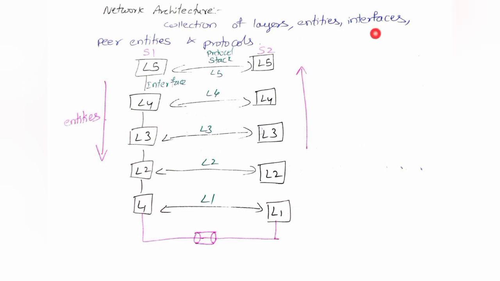And entity means an active element, an active layer in the given system is called an entity, and interface means the relationship between the neighboring layers, the adjacent layers, is called the interface.